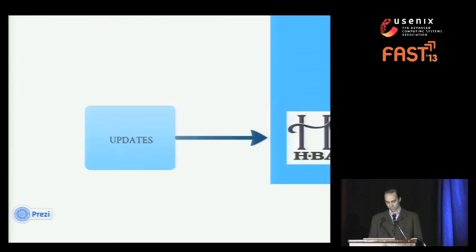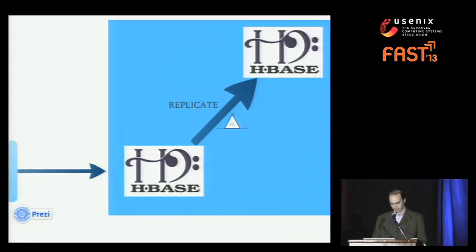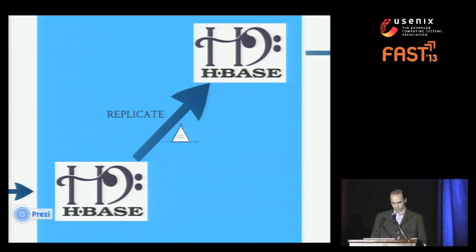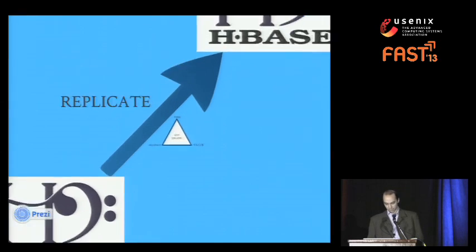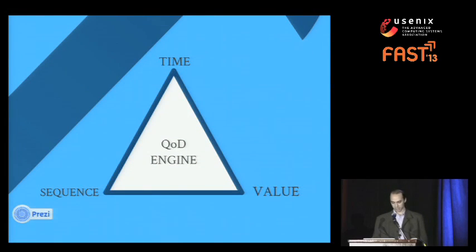So what we propose is to have those updates monitored, and when they come into the system, we introduce our QoD. We have a customized data structure for that. And we are able to say, in terms of time, sequence and value, what are the important things we want to replicate and when? What are the things that are more important to us?